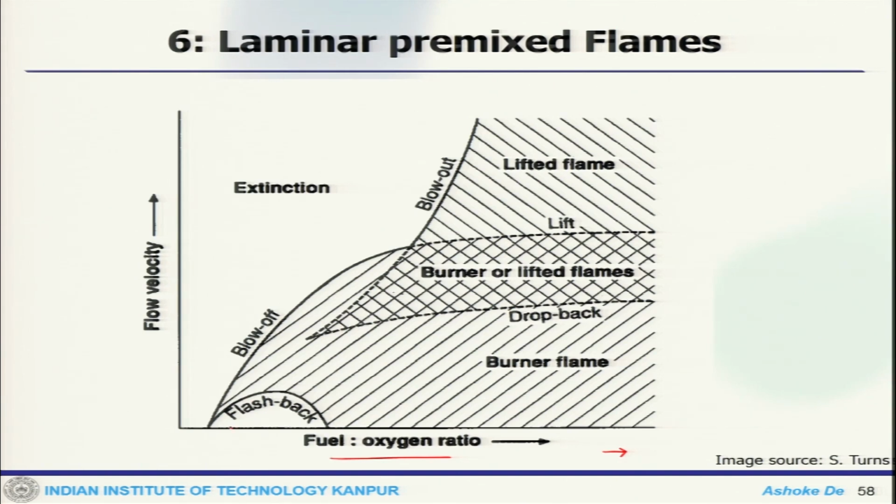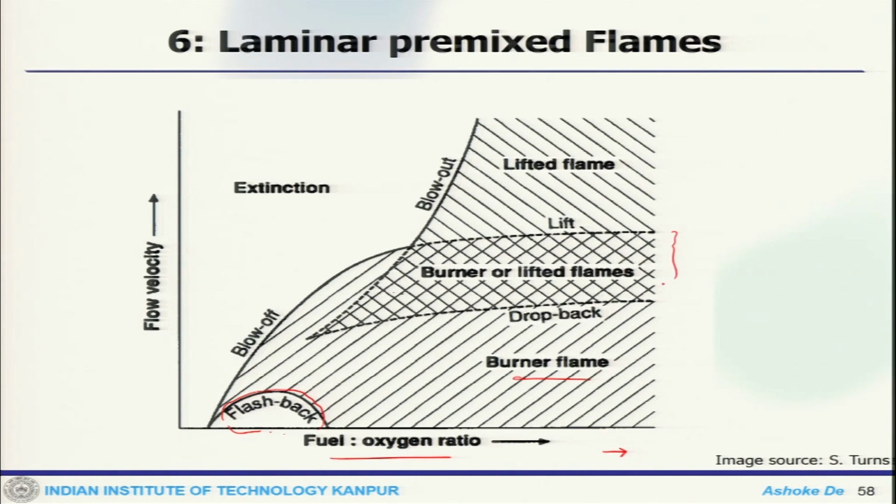One is this small zone sitting there, which is the flashback. This is again an unwanted phenomenon, so one has to design the operating conditions and the system such that flashback does not happen. This is flame blow up, that means it is completely blown out of the system, which is also not a desired situation. Then this is the stabilized flame, what we mean by burner stabilized flame.